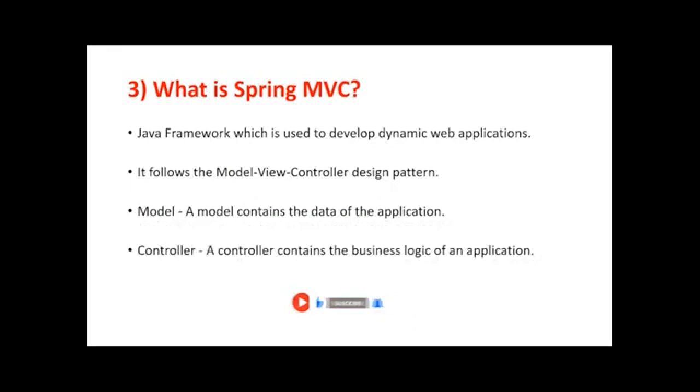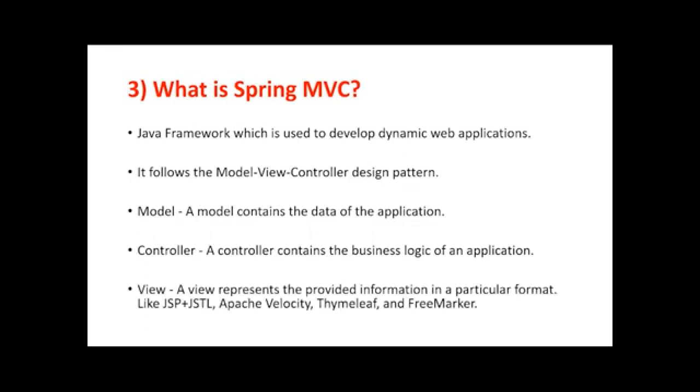Controller means simply it's a code, a class that actually contains business logic and application. We can also call it request processing code. View is a final representation that is given to end customers or client machines. Here, view is actually Java-based view again. It's a JSP with JSTL or Apache Velocity, Thymeleaf, FreeMarker, and so on.